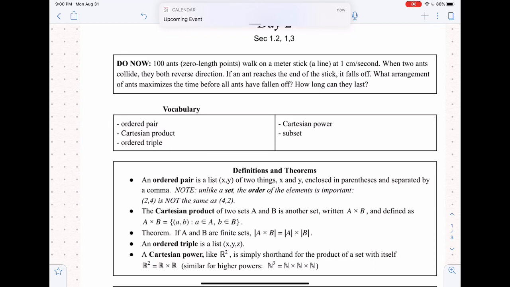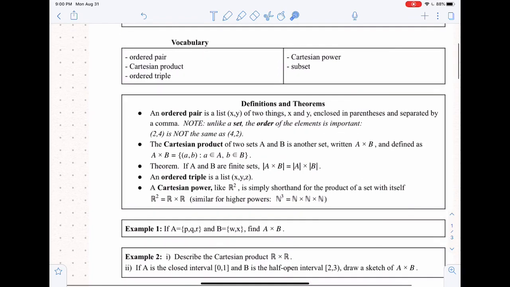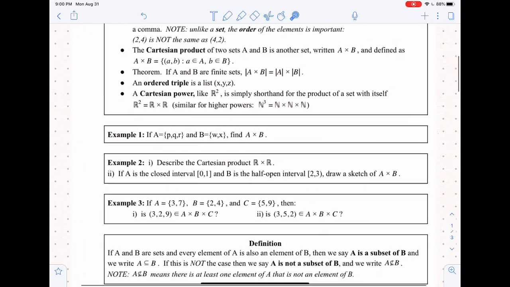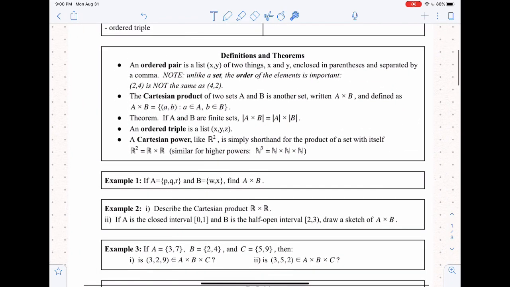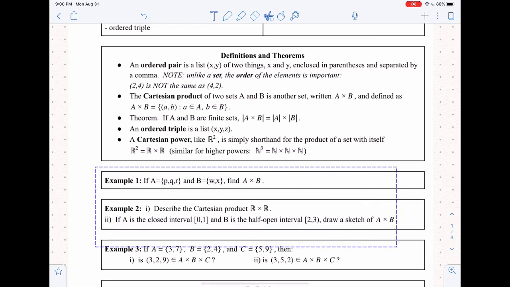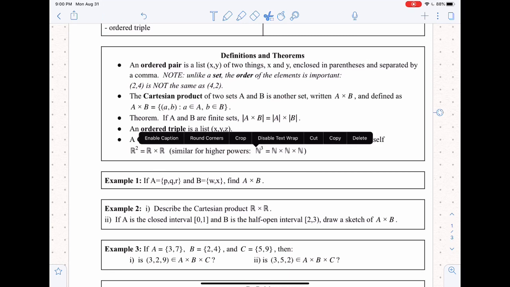What is the Cartesian product of two sets? If you have two sets A and B, well, the Cartesian product is a new set, A times B. So let's go ahead and do some examples. We're going to look at these first three examples, 1 through 3. I'm just going to pull a copy of these down below so that we can work on them.